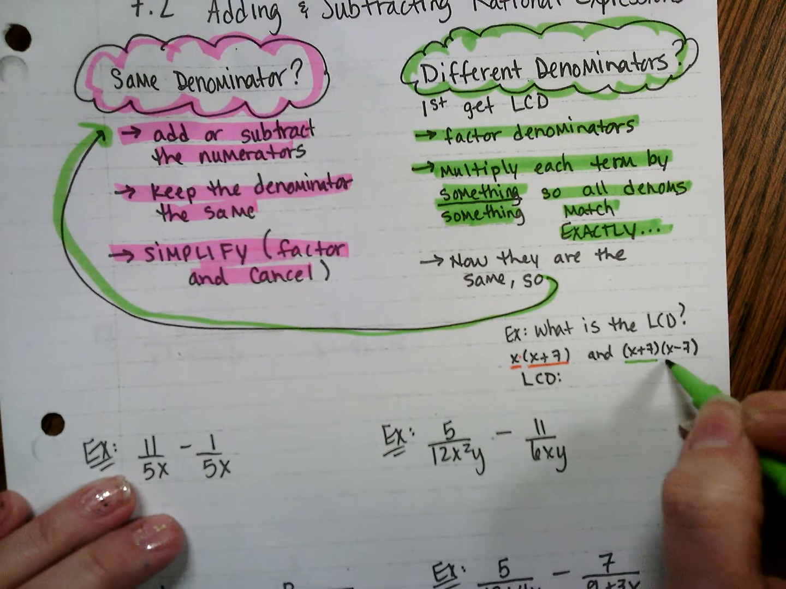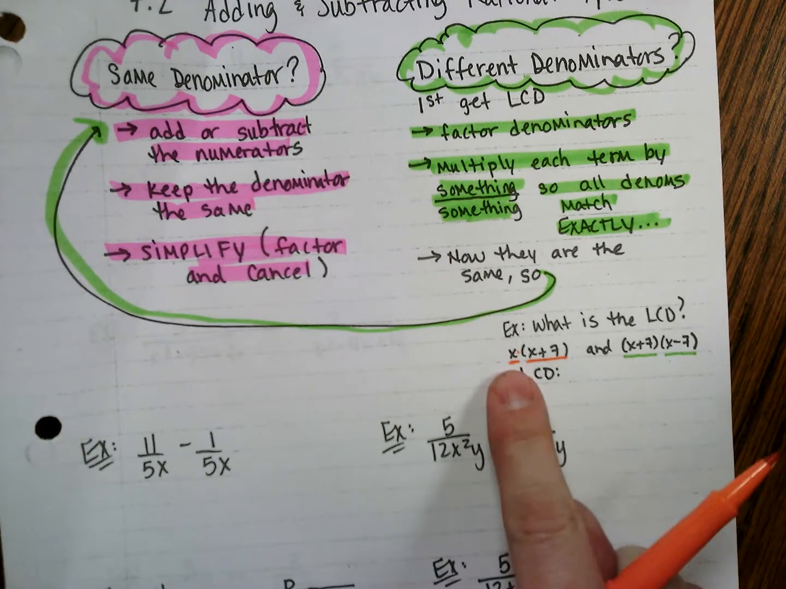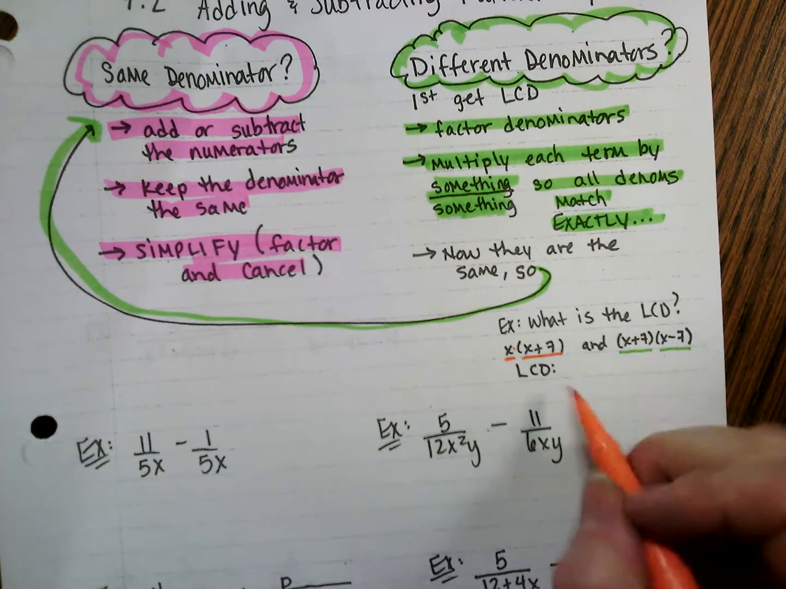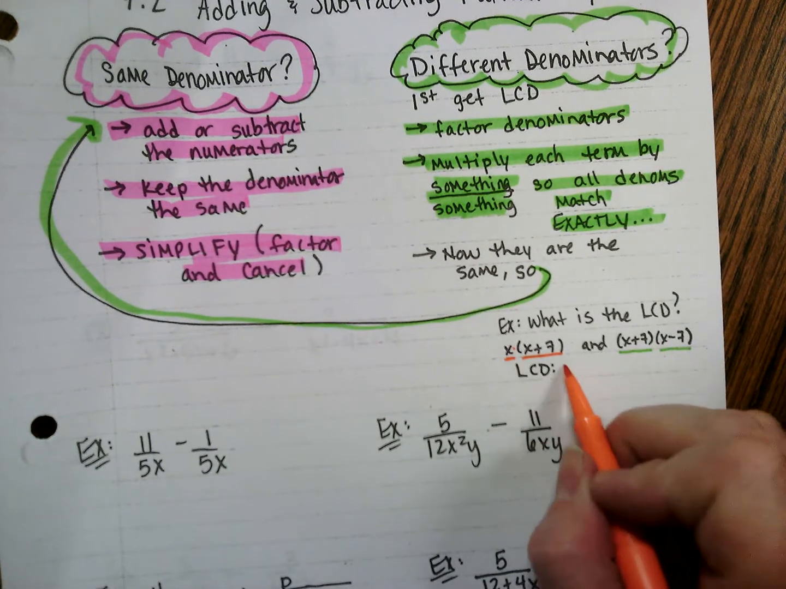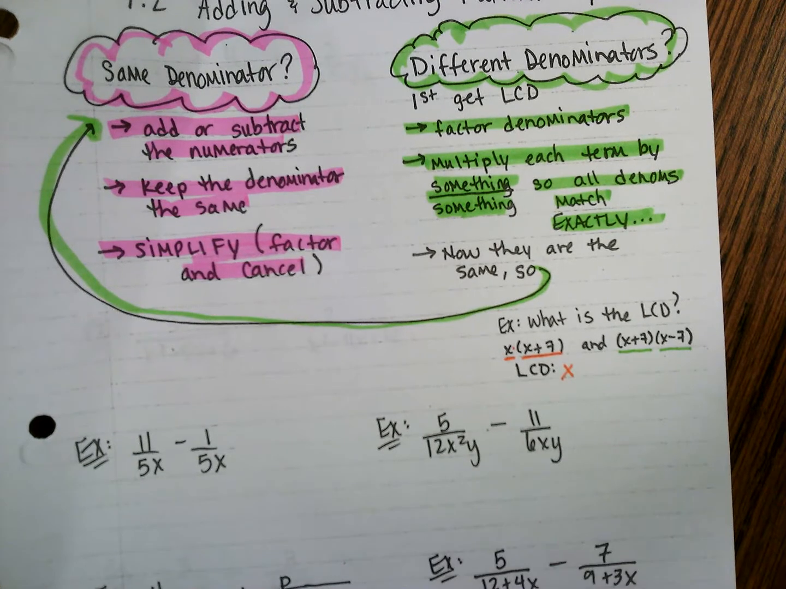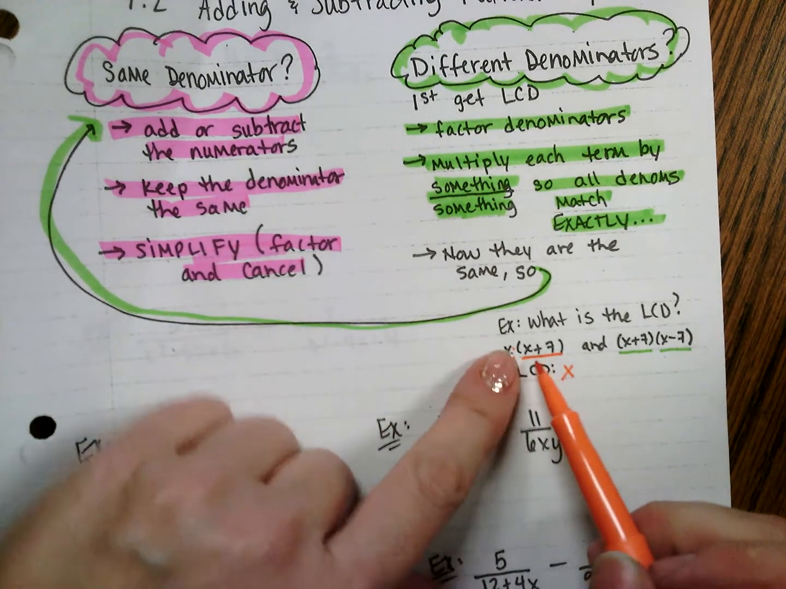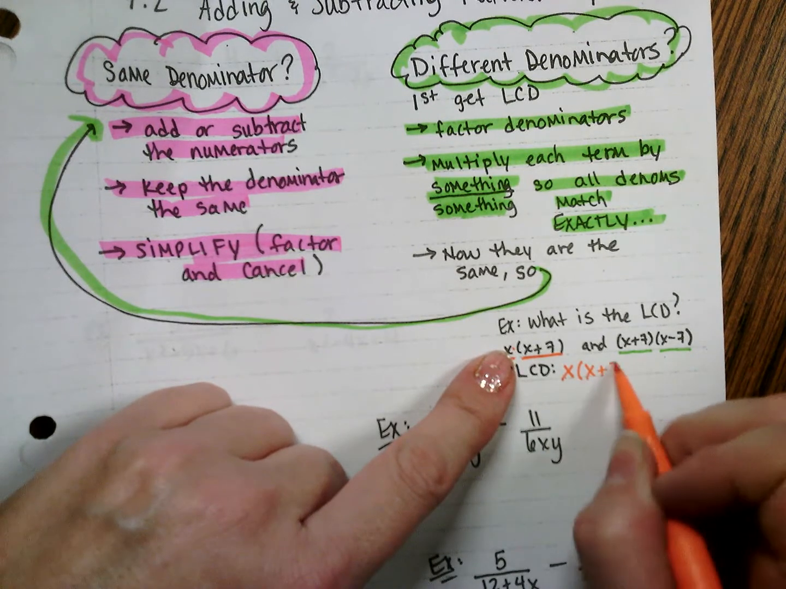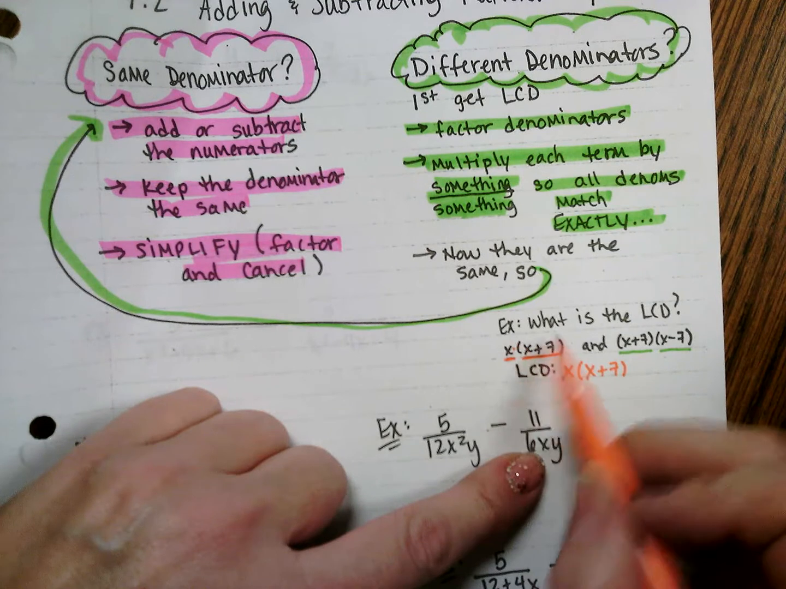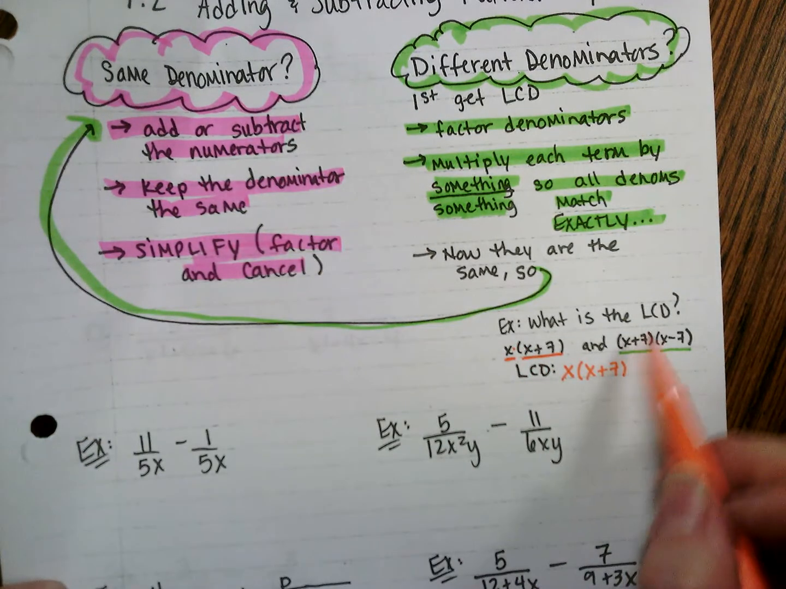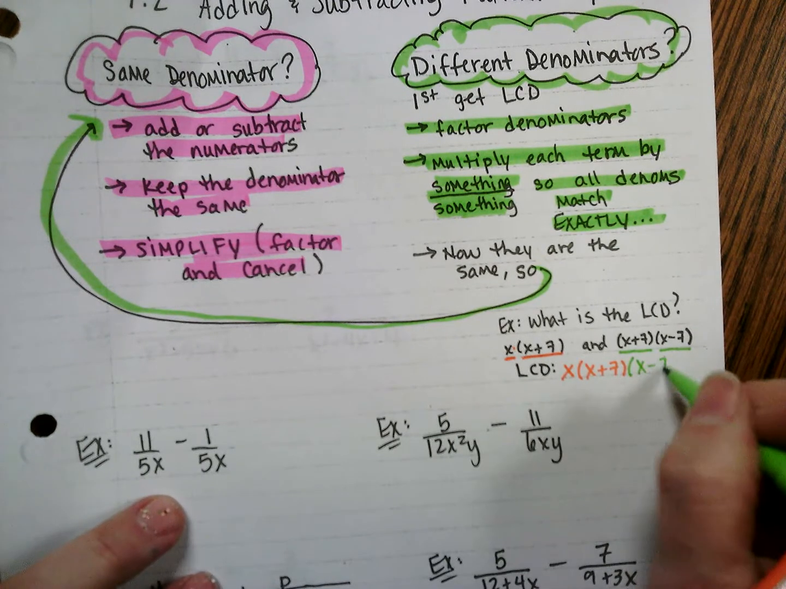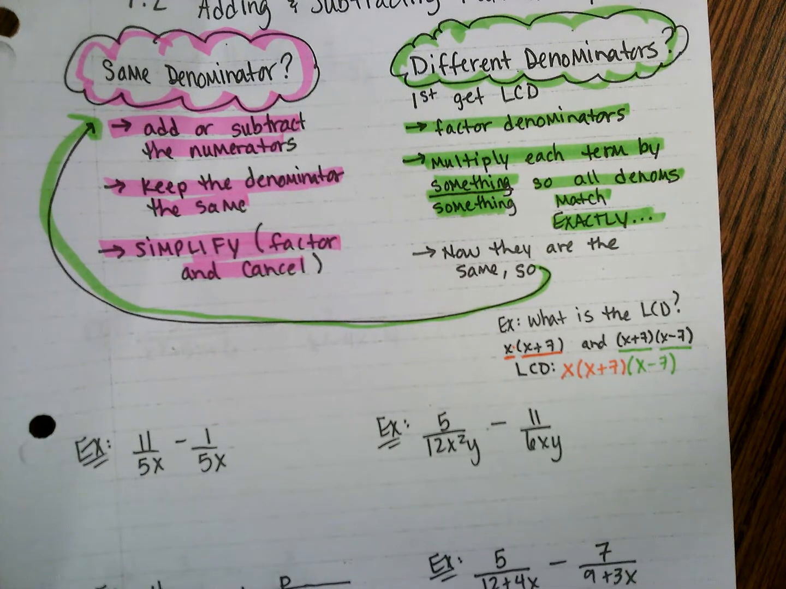We want to compare. The orange one has an x and the green one does not have an x, so we want to give this one an x. So the LCD is going to contain an x. Then we look again. The orange one also has an x plus 7, which the green one has as well. So x plus 7 is a part of our GCF, and now we've dealt with both of those. We look over here. We've already given an x plus 7, but we need an x minus 7 as well. So that LCD would be x times x plus 7 times x minus 7. We'll get more practice on that, don't worry.